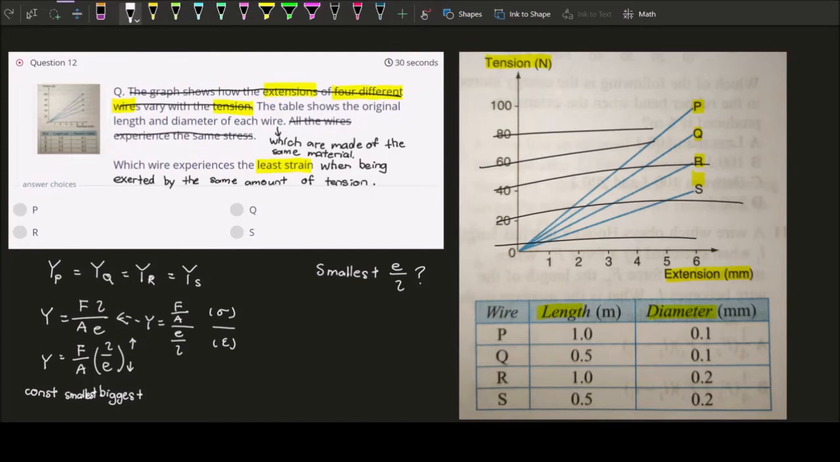Making L larger means our choice will be between P and R because their length is larger. Then to make F over A the smallest, you either increase the area or decrease the force. But since the force is fixed, all of them experience the same amount of tension, we remove this. It means we want the greatest area. So which one will have the greatest area? I believe the answer is this and this. So wire R fulfills both conditions, so the answer is R.